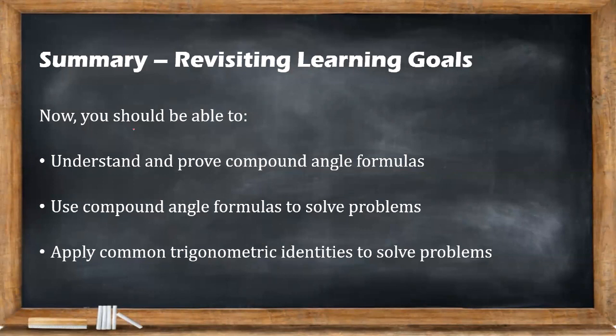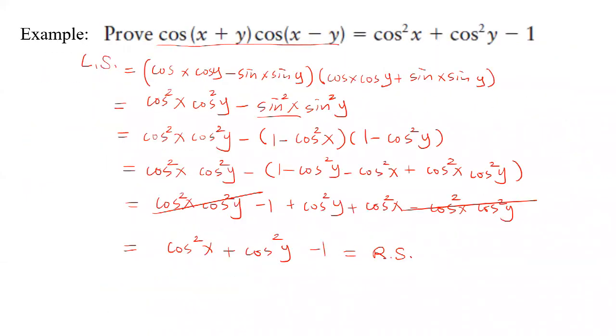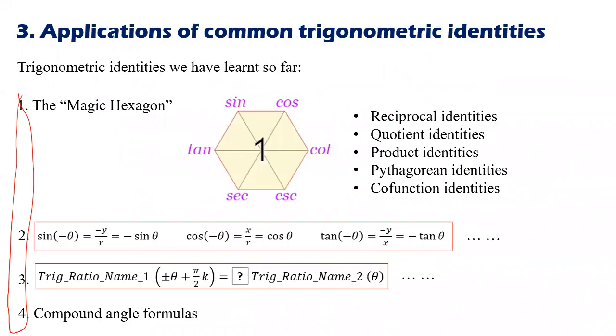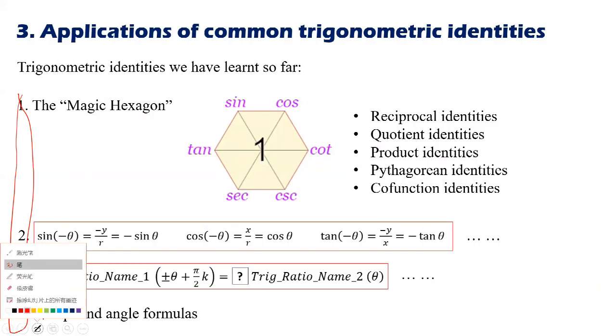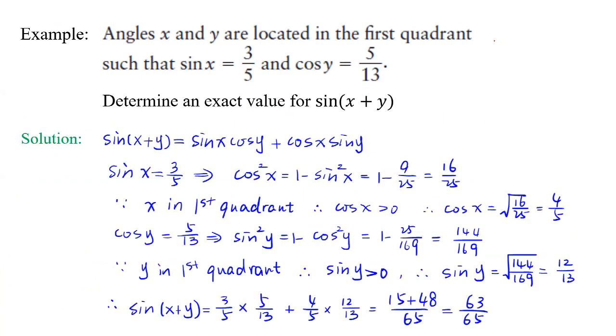All right, so let's make a summary for today's lesson. So after today's lesson, now you should be able to understand and prove compound angle formulas. Recall that there is a list of the compound angle formulas, right? You need to remember them and do write them down onto your notebook. And use compound angle formulas to solve problems. And then apply common trigonometric identities to solve problems. Remember that we have learned 4 types of trigonometric identities, which is listed here, right? So do check all of the trigonometric identities we have learned so far.